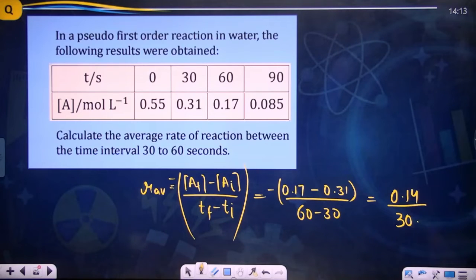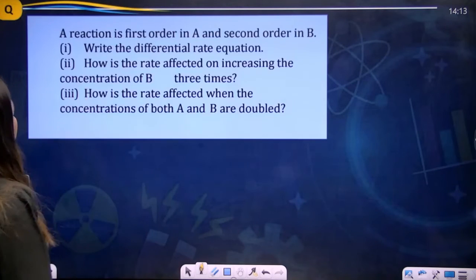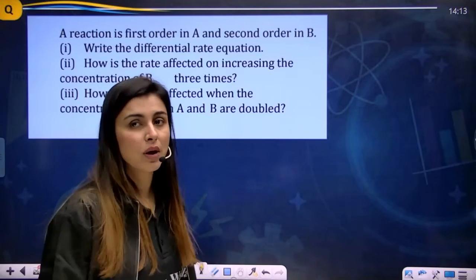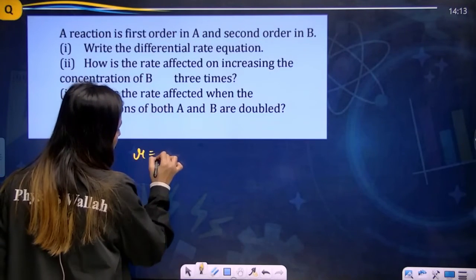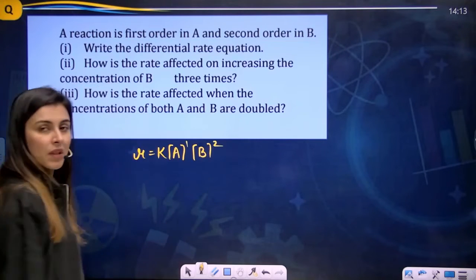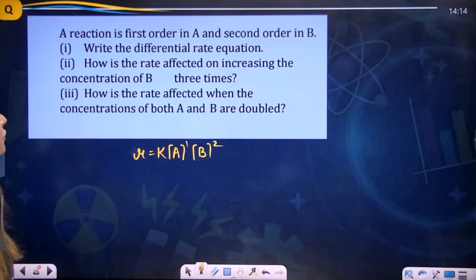I hope you've written it. Now let's move forward, my dear students. Let's see the next question. The next question says the reaction is first order in A and second order in B. So you have a reaction which is first order in A and second order in B. Write the differential rate equation.